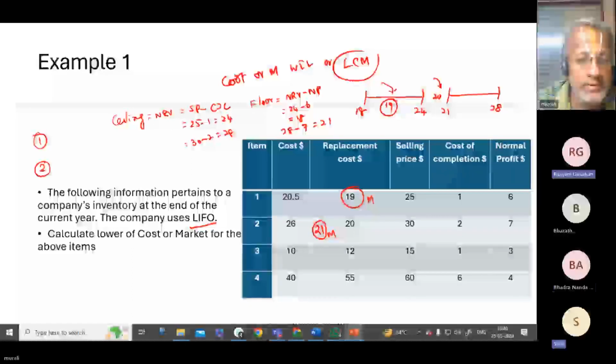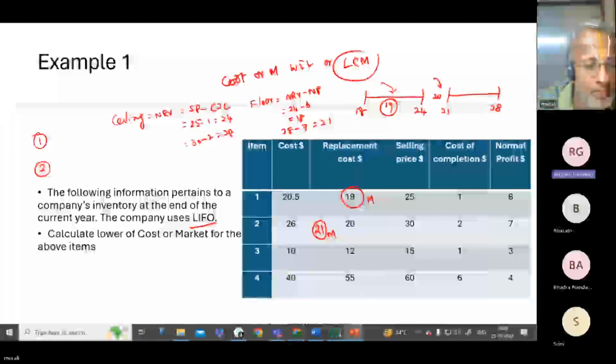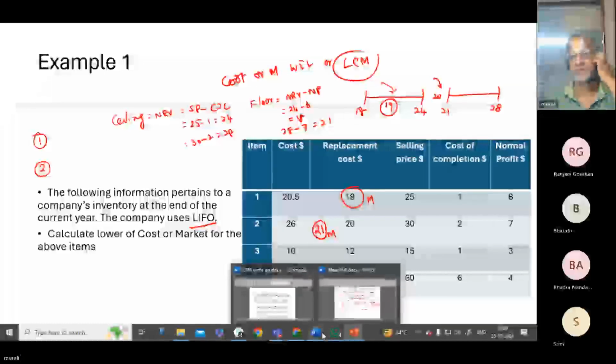Sir, I can explain it again. Huh? Sir, the first point, like item number... Who is number 1? Ranjani. Yes. Tell. So let me explain.